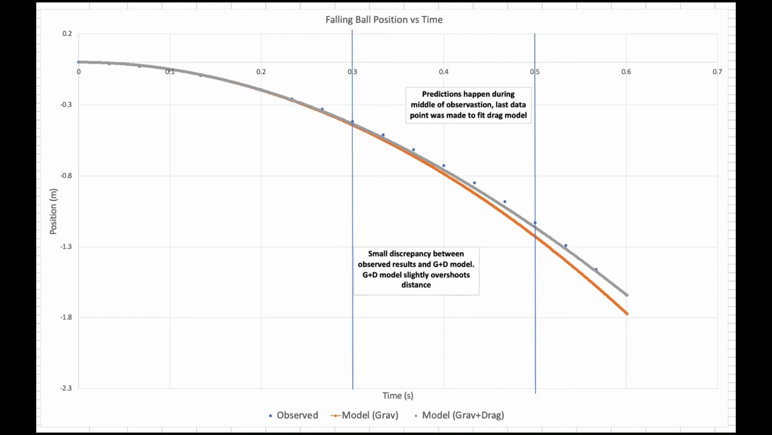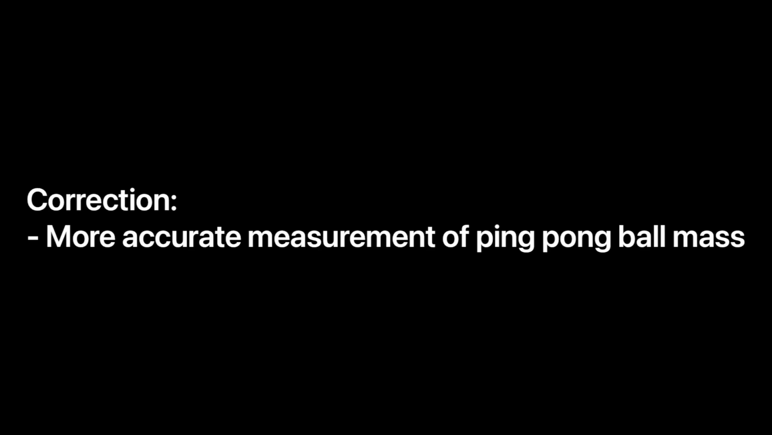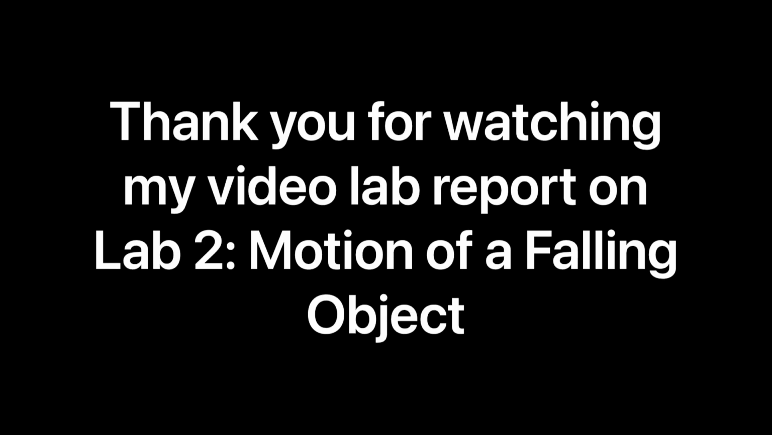For a final critique, I believe the small difference between the gravity plus drag model and the observed data was the initialized weight of the ping pong ball. I did not have a scale to weigh the ping pong ball, so I used data from the internet to record the mass. This very small difference could be the reason why there is a small difference between the model and the observed data.